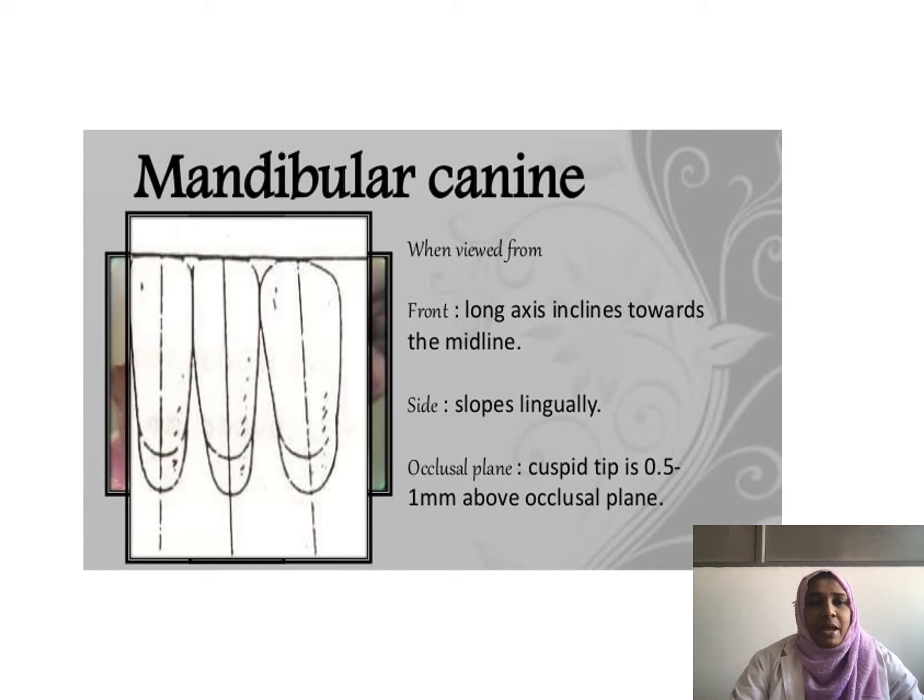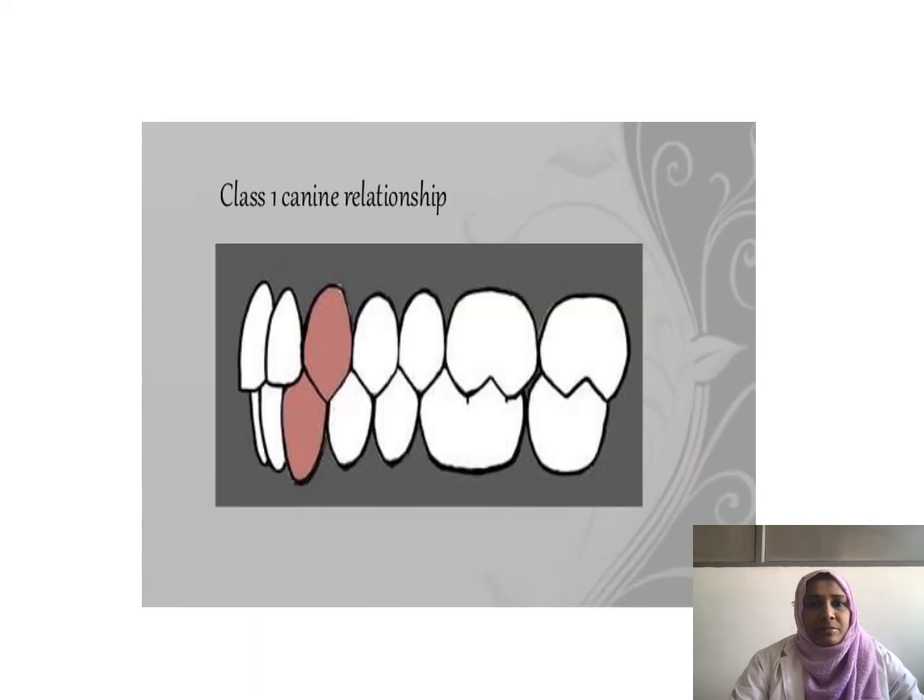Coming to the arrangement of the mandibular canine, when viewed from the front, the long axis inclines towards the midline. From the side, it slopes lingually, and the cusp tip is 0.5 to 1 mm above the occlusal plane. So this is the arrangement of the maxillary, upper, and the lower anterior teeth.